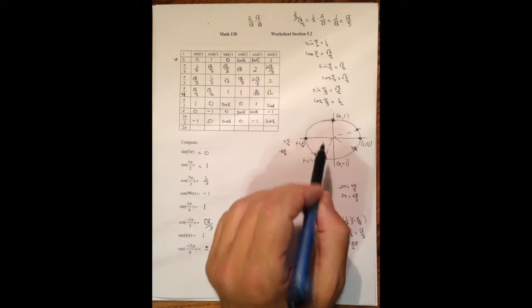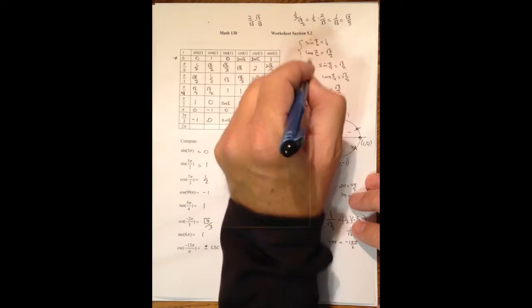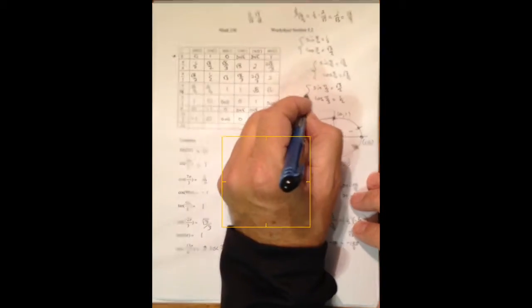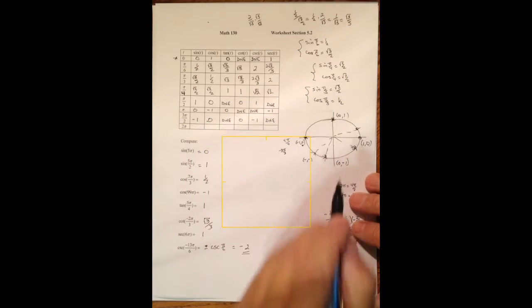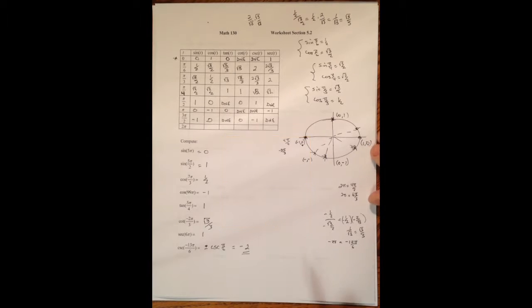It's really simple, folks. Once you get just a couple of things under your belt, all you're doing is going around in circles, and you're using the fact that each quadrant contains one and only one multiple of pi over 6, pi over 4, and pi over 3. That's the secret to this. Let's look at the second page real quick.